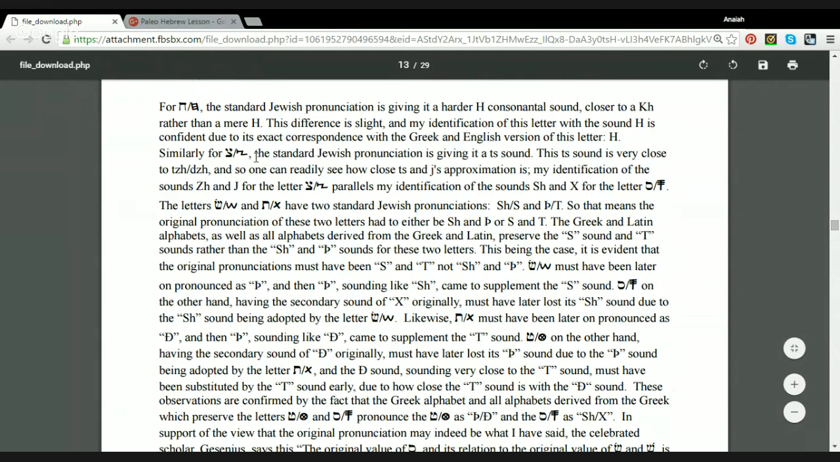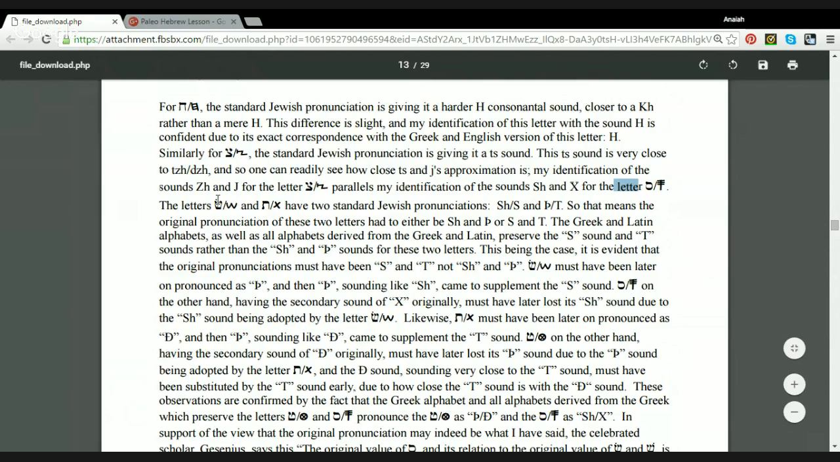For Tzadi, the standard Jewish pronunciation is TS. This sounds so similar to mine, a J, and a J sounds very similar to a Z. You know, it sounds so similar. And then I said my identification of the sounds ZH and J for this letter parallels my identification of the sounds SH and X for that letter.